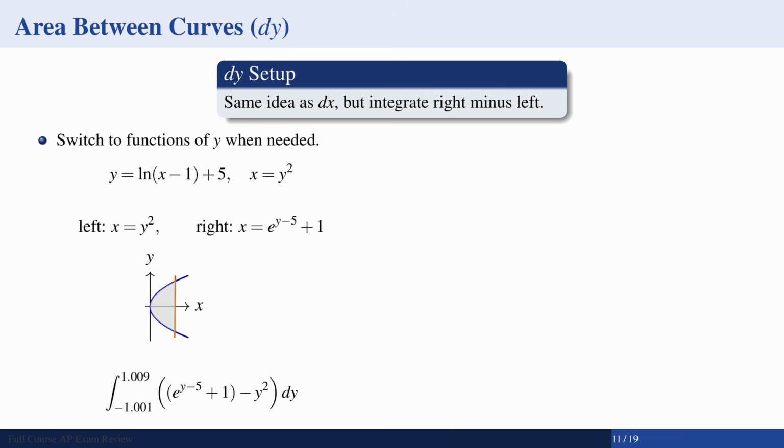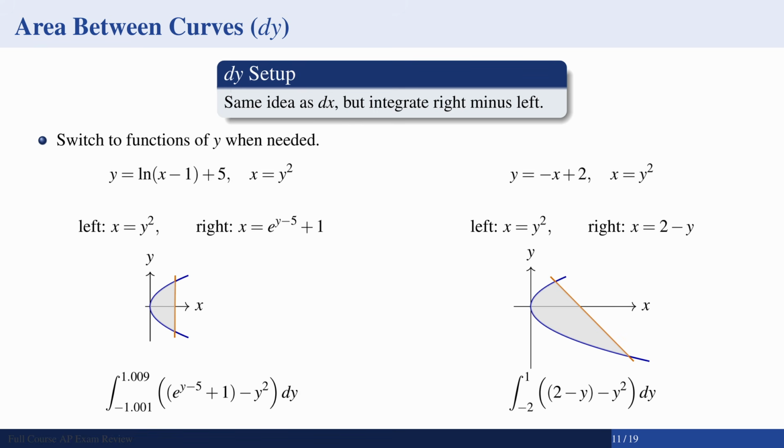And then I used a calculator. I found the intersection points. The bottom y value is negative 1.001. The top y value is positive 1.009, and then we do the right curve, which is the exponential, minus the left curve, which is just y squared. The other one is just another example of that.